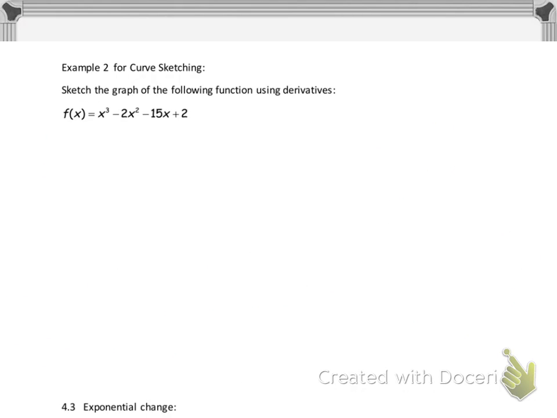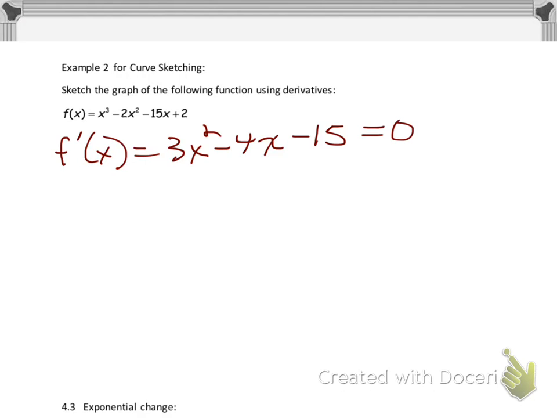Okay, here's our second curve sketching exercise. So we know it's all about derivatives, so take your first derivative, and you should be getting 3x squared minus 4x minus 15. We're going to set that equal to 0, and that is factorable, so I end up getting 3x plus 5 times x minus 3. So I have two critical values. One is negative 5/3 and one is positive 3.